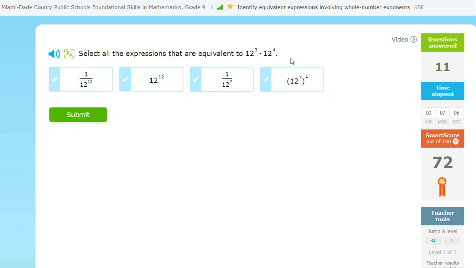12 to the 3rd times 12 to the 4th is going to be, add the exponents, 12 to the 3 plus 4 is 12 to the 7th. And so I'm looking for 12 to the 7th. That's wrong. That's wrong. That's upside down. So this should be the only one that's right. 7 times 1 is 7. So this one is correct. The fourth option is the only correct option.